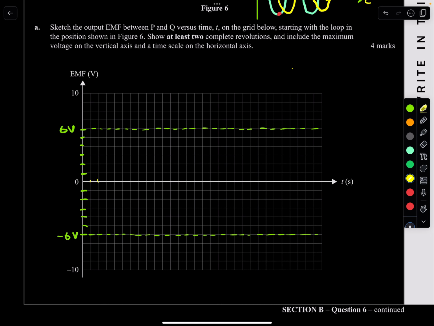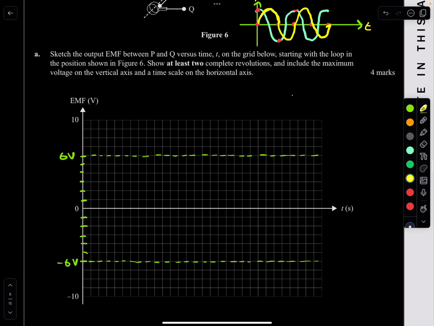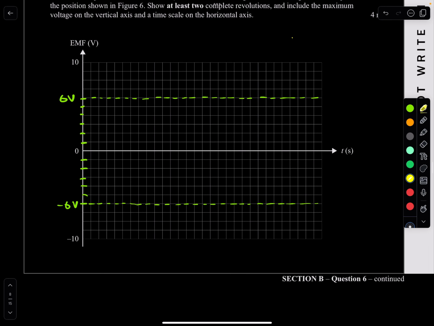So I want to count these. Just 1, 2, 3, up to 30. Okay, 30. So if there are 30, and I want at least 2 revolutions, I'm going to do 6 in each. So for example, 1, 2, 3, 4, 5, 6. That's another one. So that's going to be a complete revolution here.